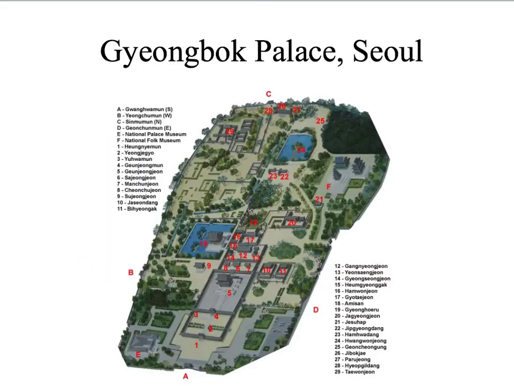And as you saw in the China video, here is a map of what Gyeongbok Palace looks like. So whenever you go there, now you'll know what to look for. Notice that the layout is similar, but much smaller than the Forbidden City layout. But a lot of the buildings look the same, with the curved roof style.